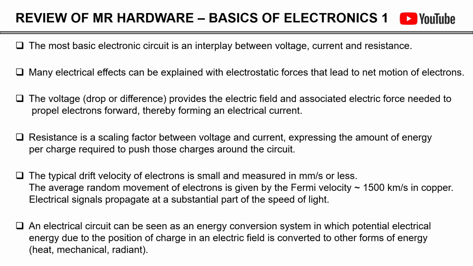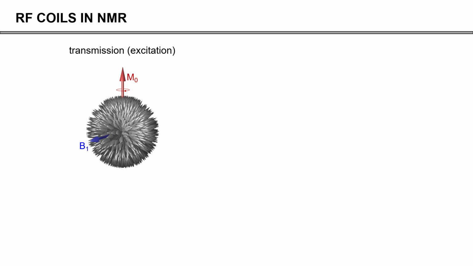And overall, an electric circuit can be seen as an energy conversion system in which the potential electrical energy due to the position of a charge in the electric field is converted to other forms like heat, mechanical, or radiant. Now, so far we've only been talking about these three components: voltage, current, and resistance. Is that enough to actually make a radio frequency coil? To figure that one out, let's have a quick look again. What do we actually need to achieve?